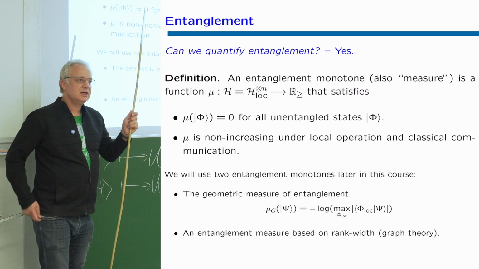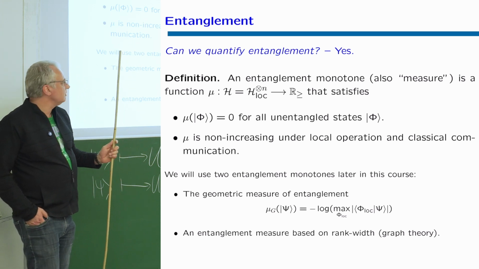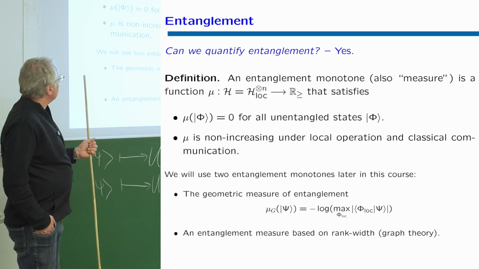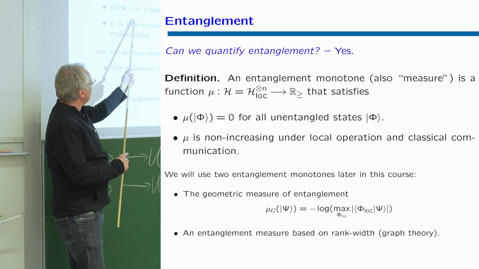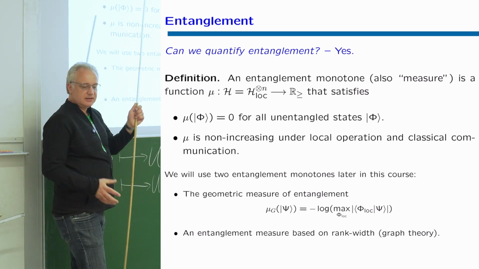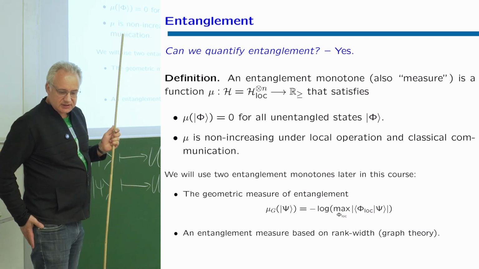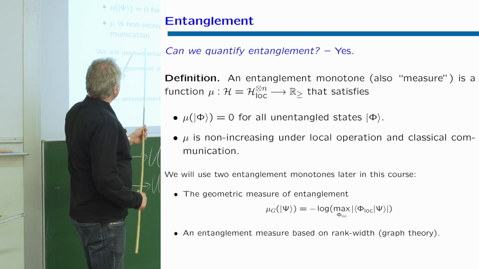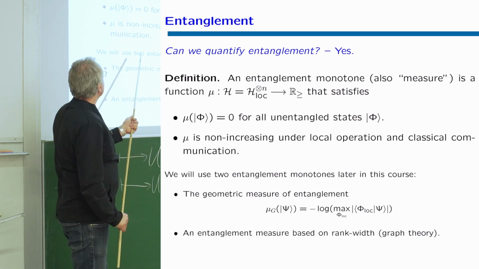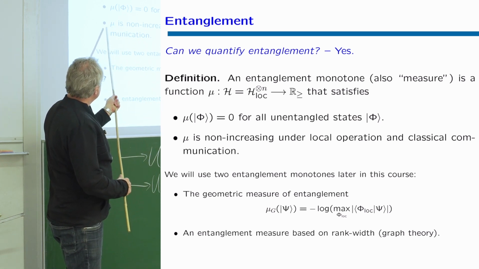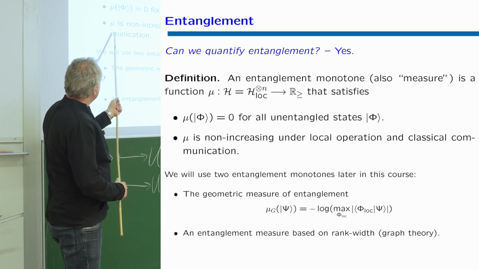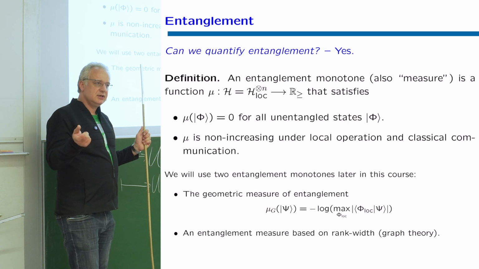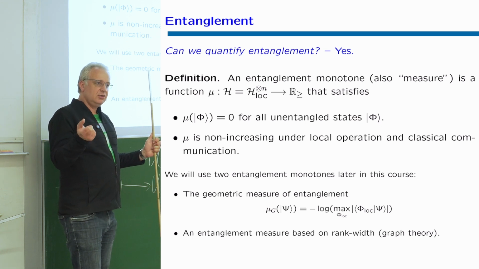Namely, first, the monotone needs to be non-negative, or excuse me, it has to be 0 for all states that are not entangled. So this is the way a monotone shows us that the state we are looking at is not entangled. And for all entangled states, it is larger than 0. Okay. And then the second property is that our measure is non-increasing under local operation and classical communication.